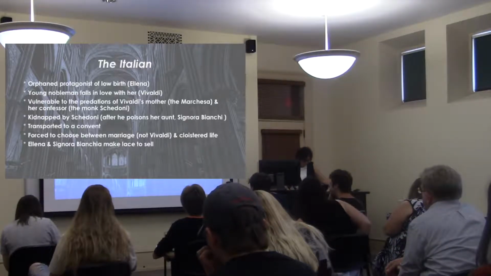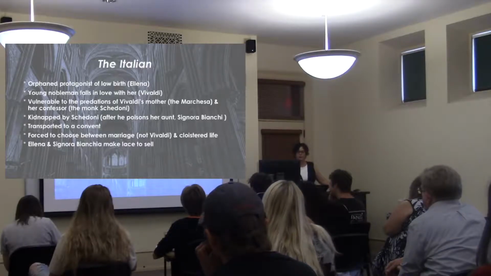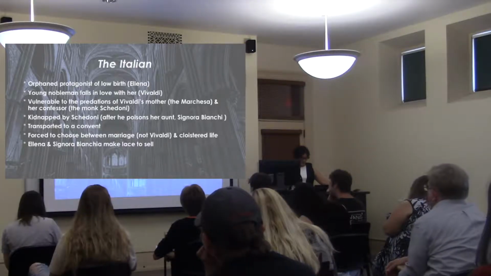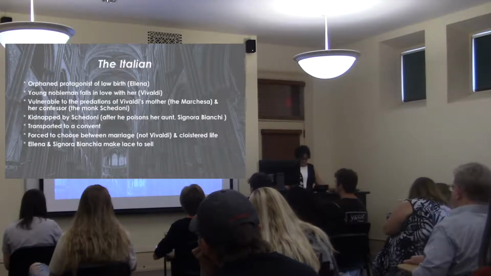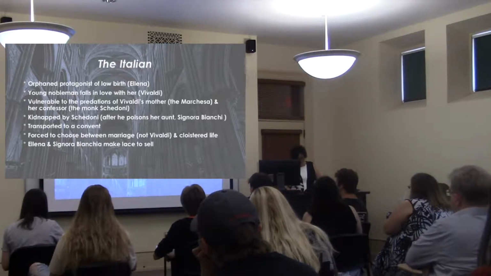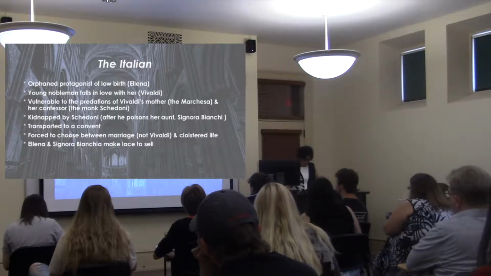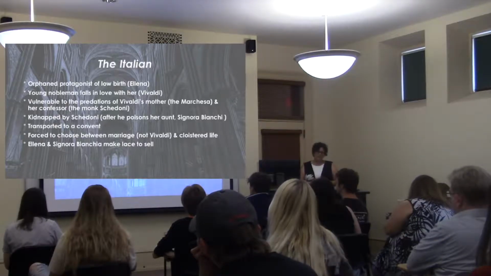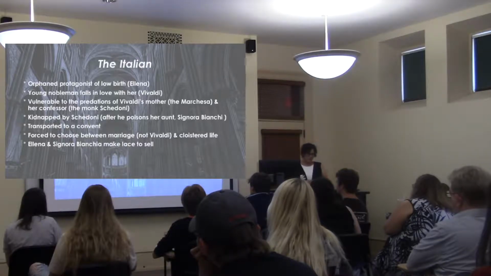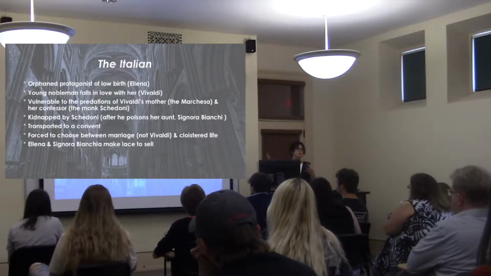Is that sexy? So the threat to Eleanor is not actually posed by her suitor, but by his mother, the haughty Marchesa, and then his mother's confessor, the ambitious monk Schiavone. So in an effort to stop the match, which of course would be degrading to the Vivaldi family, the Marchesa contracts with Schiavone to kidnap Elena after he poisons her elderly aunt and guardian, Signor Bianchi, and to spirit her off to a sinister convent in the mountains.